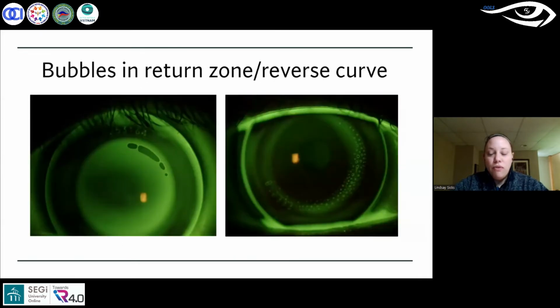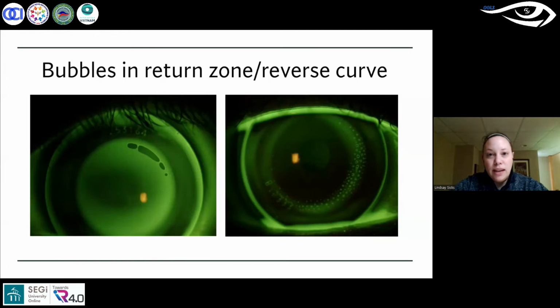Other things to look out for, where you may be tempted to make a change and you really shouldn't, would be bubbles in the reverse curve. With students, I find that this happens all the time. They'll put the lens on and say, oh, Dr. Sicks, there's bubbles in the reverse curve. And that means it's too steep, right? And normally that would be our reaction to a corneal GP that we put on. If it has a bubble, we may think, oh, it's too steep in that area.